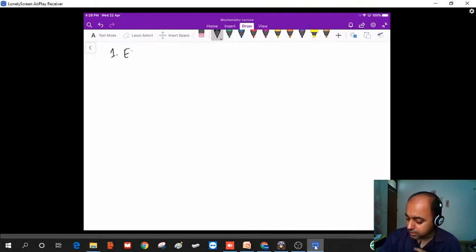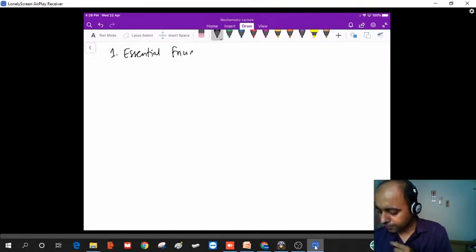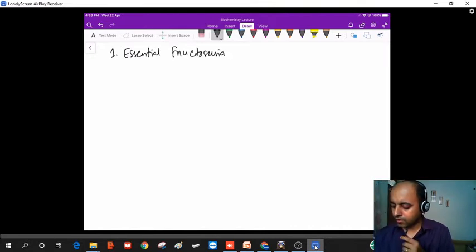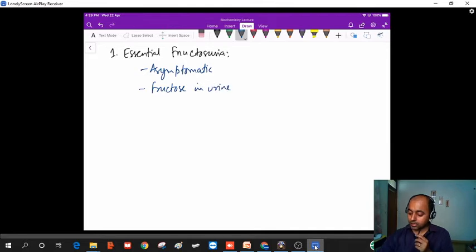First, essential fructosuria. It is asymptomatic. The fructose will appear in urine, and this fructose will give a positive Benedict's test.